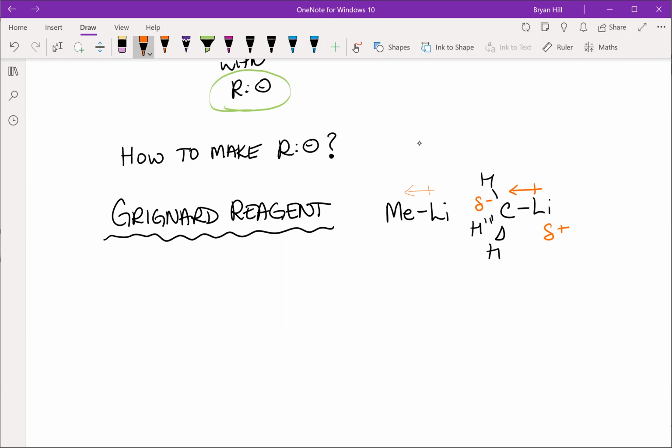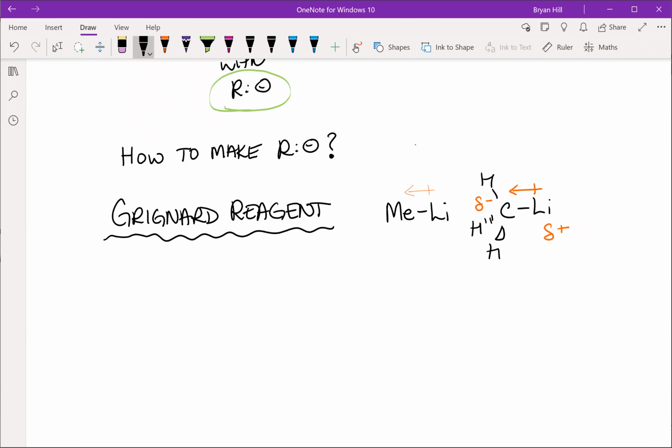Okay, so alkyl lithiums are sources of R minus. Now the trouble is that alkyl lithiums are not as easy to make as Grignard reagents. They're a source of C minus, but they're not as universally available.